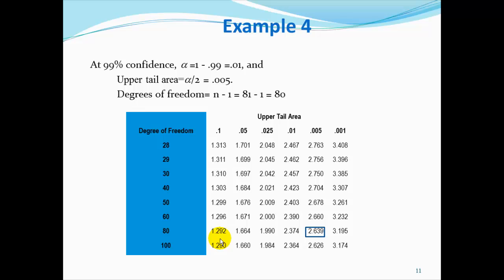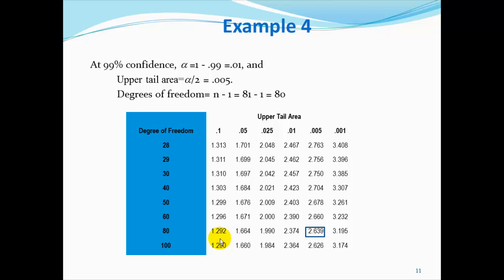For this problem, we want a 99% confidence interval. So in computing t alpha over 2, we start by computing alpha as 1 minus 0.99, our confidence coefficient, which equals 0.01. We then compute our upper tail area as alpha divided by 2, or 0.01 divided by 2, which equals 0.005. We then compute our degrees of freedom as n minus 1. So for this problem it is 81 minus 1, which equals 80.